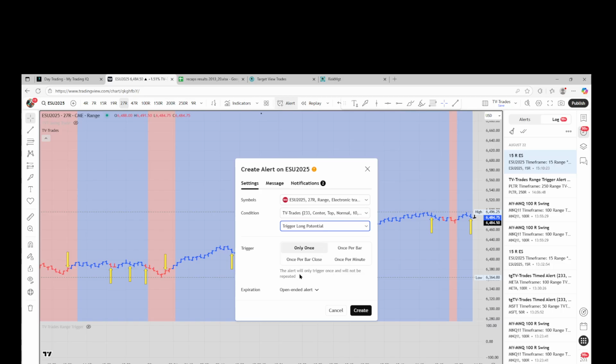So I do once per bar close. Once per bar close is what I do. So when that bar closes, it's going to paint that yellow thing, and it's going to send you an alert to let you know.